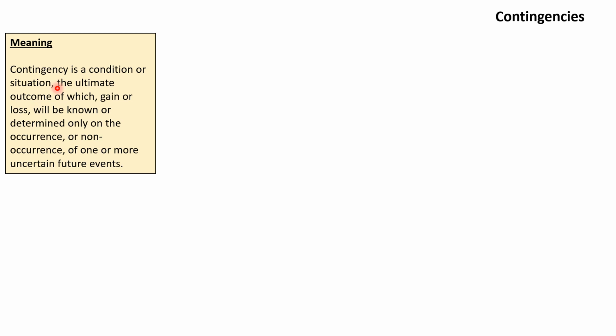So I am repeating again, the condition or the situation is already present, only its outcome is not yet known. Whether the outcome will materialize or not, that fact is not known to us, and if it materializes, at what amount it will materialize, that is also not known to us. So a condition or a situation is present, but how that situation will materialize and when it will materialize is not known. Such a situation will be called a contingency.